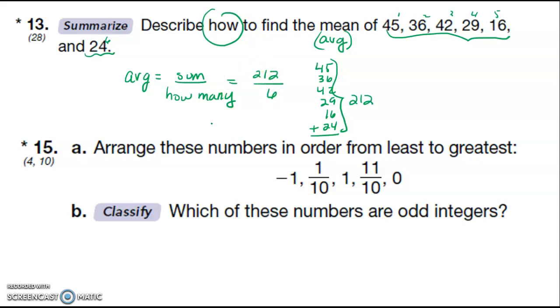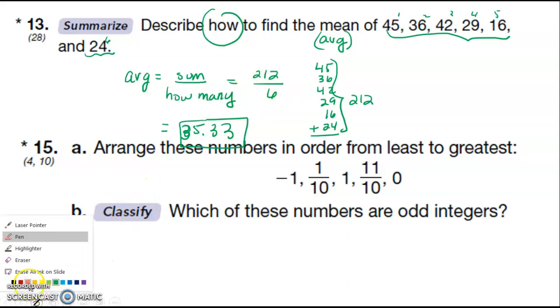Okay, and when I divide that out, I get kind of a long number. It says to just give me 2 decimals, so I get 35.33. All right, let me change colors.